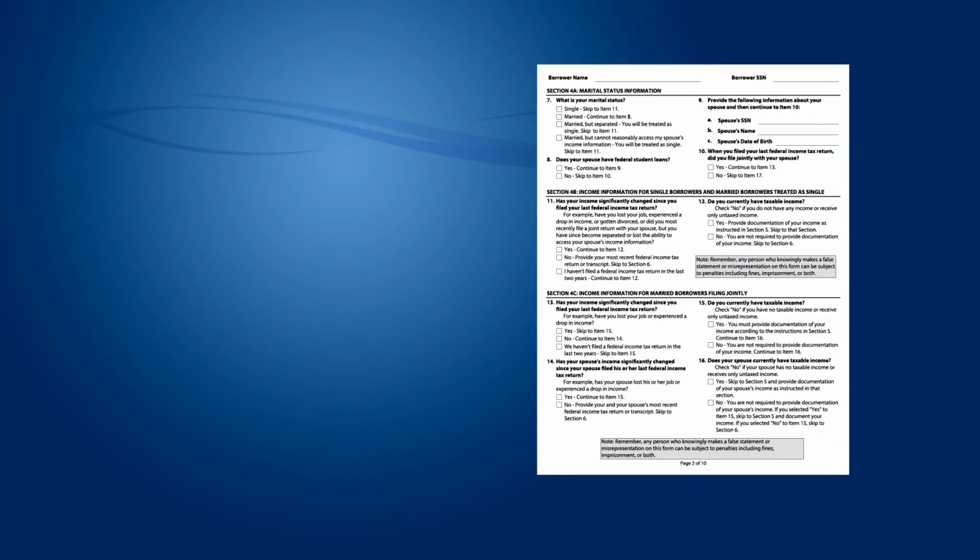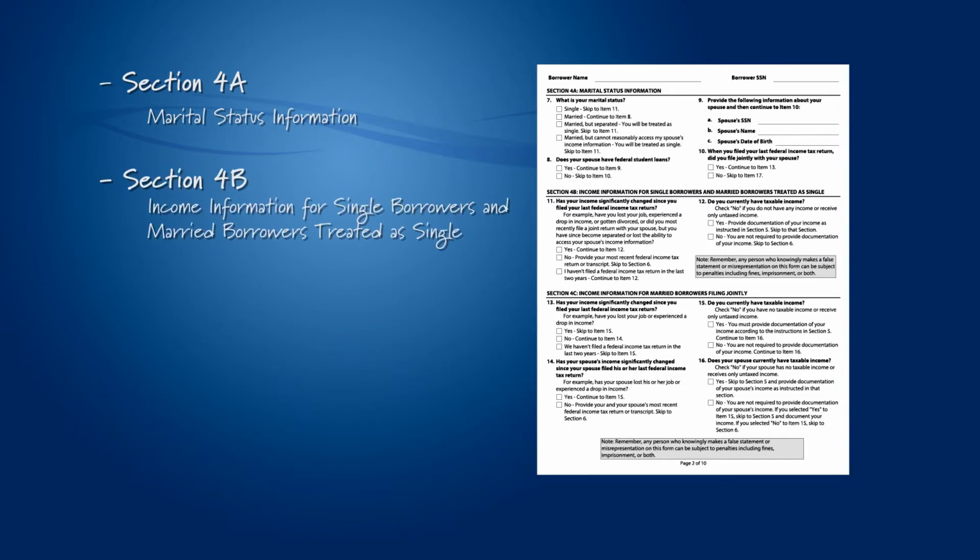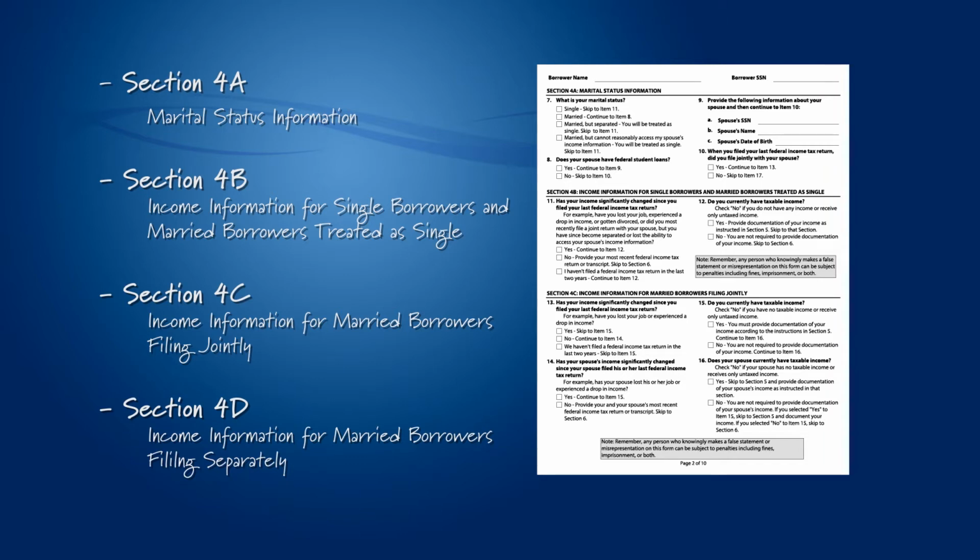Section 4. Section 4 is broken down into 4 separate sections. Section 4A, Marital Status Information. Section 4B, Income Information for single borrowers and married borrowers treated as single. Section 4C, Income Information for married borrowers filing jointly. Section 4D, Income Information for married borrowers filing separately.